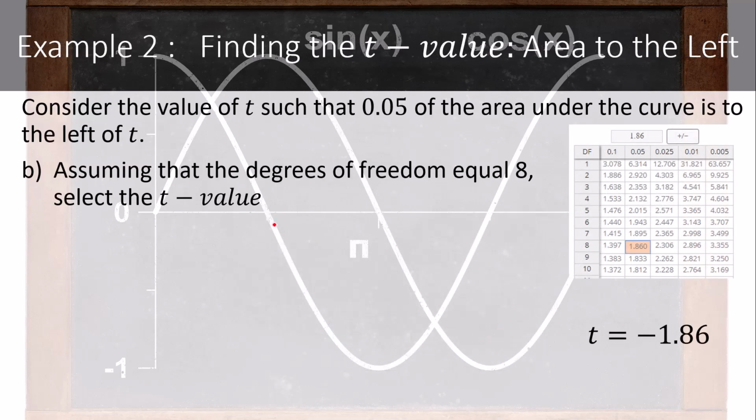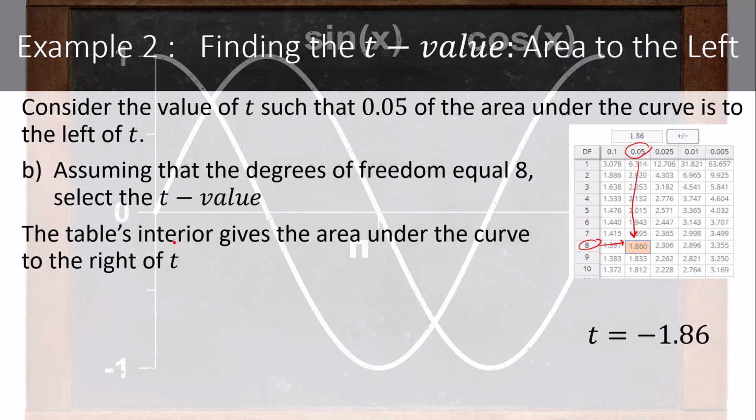All right, now, once again, we are going to assume that the degrees of freedom here are equal to 8 and find the correct t-value. Okay, area under the curve is 0.05. That means we are looking here. Degrees of freedom is 8. That means we look here. And that gives us 0.1860.